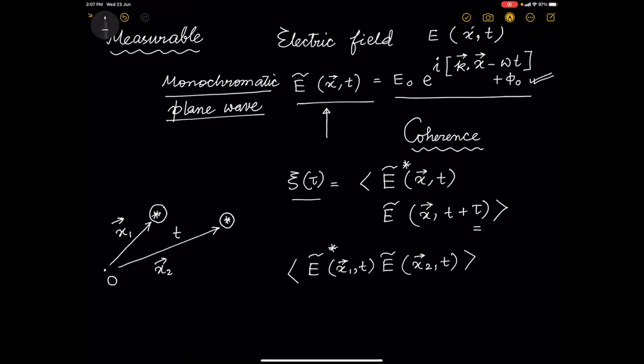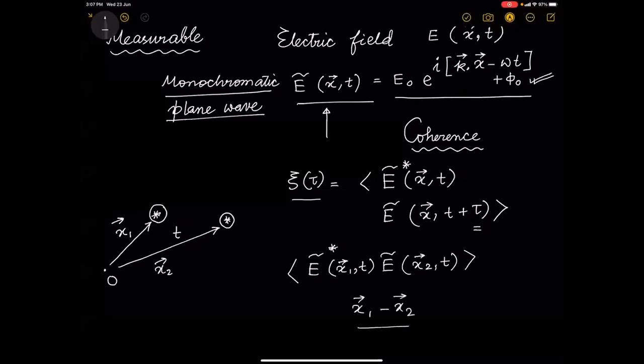So what will this measure? It will measure how the signal remains coherent over a certain length, which is x1 minus x2 here. So this is the 2-point correlation function, x1 minus x2. It measures the autocorrelation of the signal, and this measures the spatial coherence of the signal as opposed to temporal coherence, right?